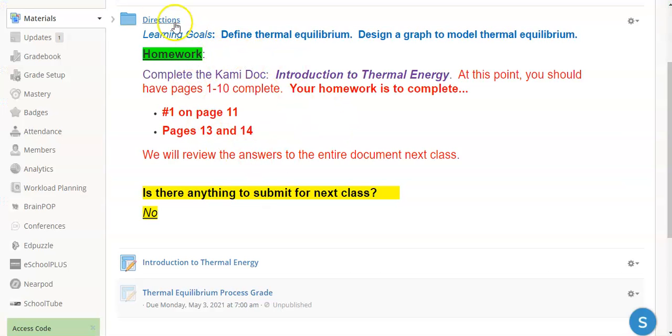If you go to the Due Next Class folder for today, you will see that it's the same thing. The only thing that's not on here is those 2 images of the little girl and the older guy in the water. You do want to also do that. Complete that. Don't worry about this process grade. It's unpublished. You will not see it. I'm just getting that ready for next week.